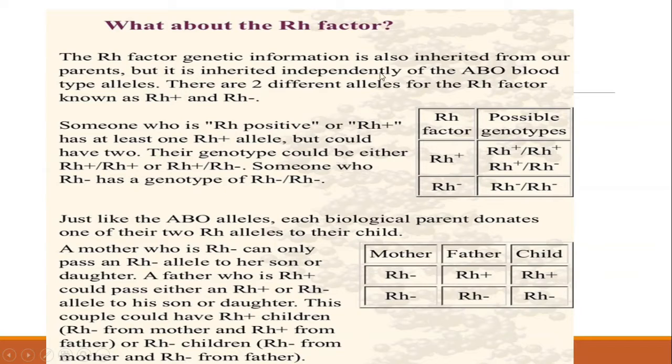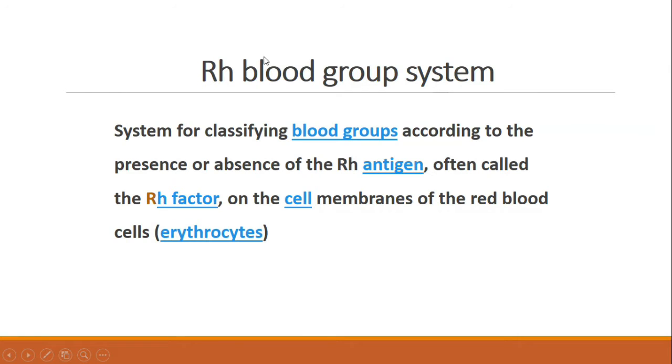This is too much detail. We are not concerned with this. The RH blood group system classifies blood groups according to the presence or absence of the RH antigen, RH positive and RH negative, as I have discussed previously. It is often called the RH factor, which is the RH antigen on the cell surface membrane of erythrocytes, the red blood cells.